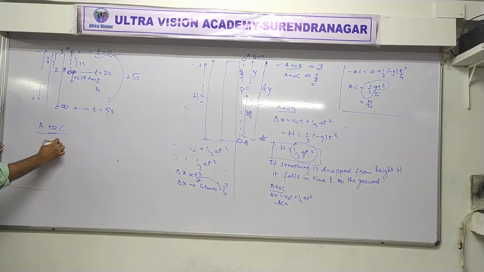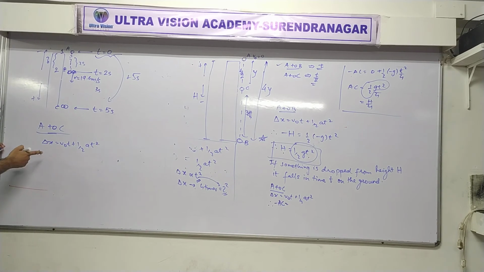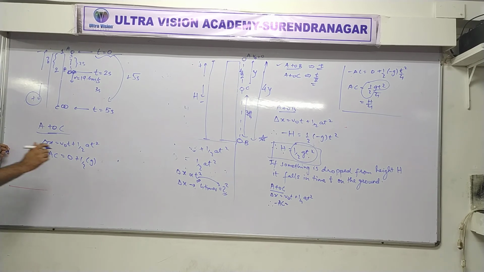Second equation of motion: s equal to v0 t plus half a t squared. So AC, downwards positive, don't forget that in all this, equal to 0 plus half g t squared. What should I write for t? 25. T is 25 or t is 5? T is 5.